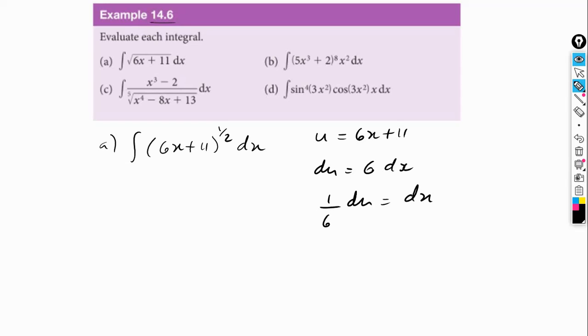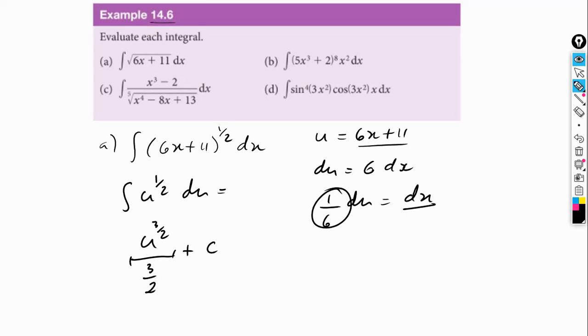So now we can substitute. We can substitute for dx, and we can substitute for 6x plus 11. So we can rewrite this as the integral of u to the 1/2 du, and then we can just apply the power rule here. So this is going to be the same as saying u to the power of 1/2 plus 1, that would be 3/2, divided by 3/2 plus c, and this is the same, oh, and I forgot the 1/6.